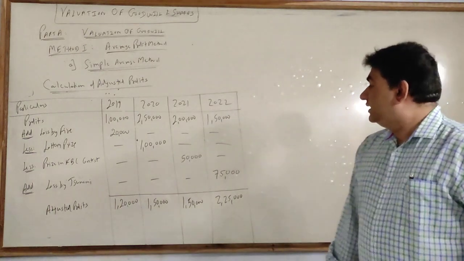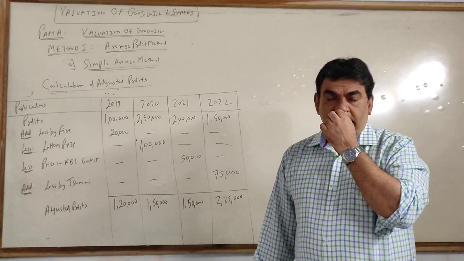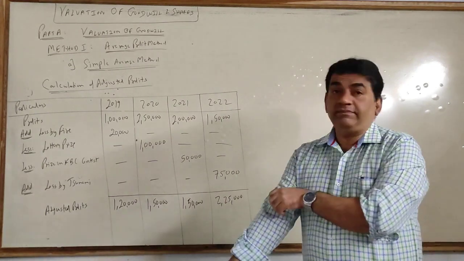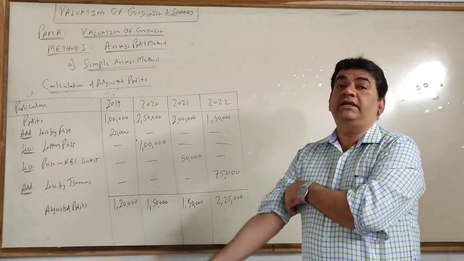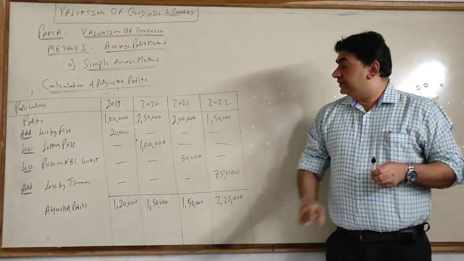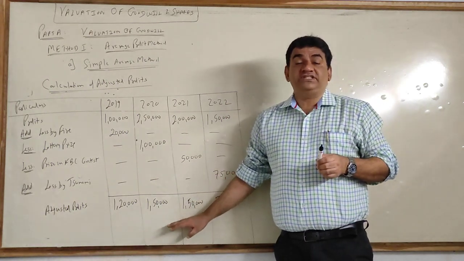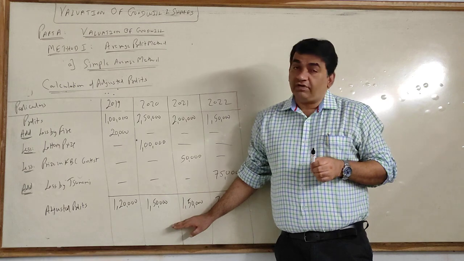Adjusted profits is another name for revised profits. Clear? This was the main part of the sum. Of course, the sum is not yet over because you are yet to calculate the value of goodwill. But when I calculate the goodwill, the profits which I will consider have to be the revised adjusted profits.